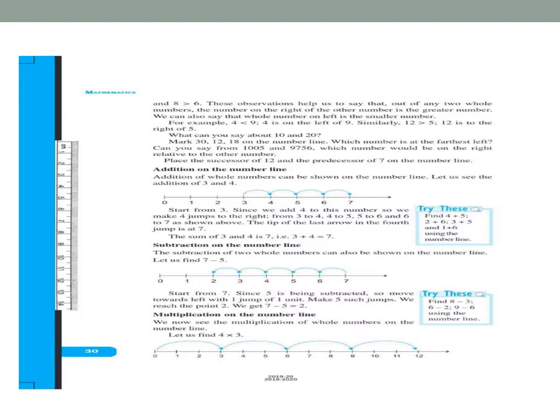In the previous chapter also you learned about the numbers. Now a few more additions and subtractions, we will do on a number line. Now place the successor of 12 and the predecessor of 7 on the same number line.